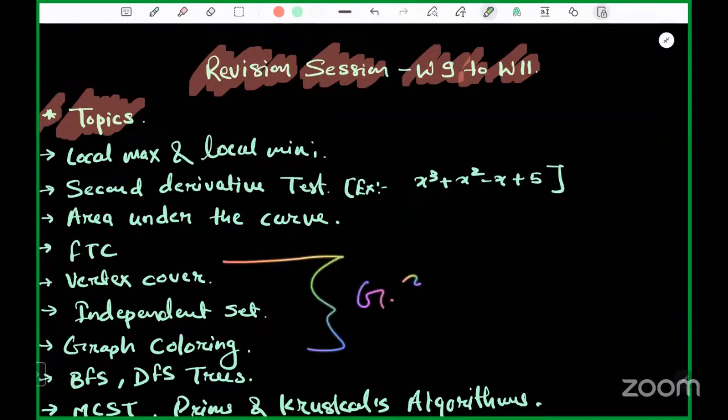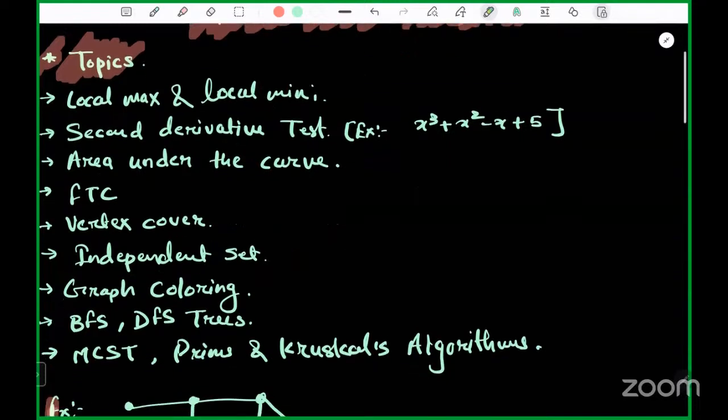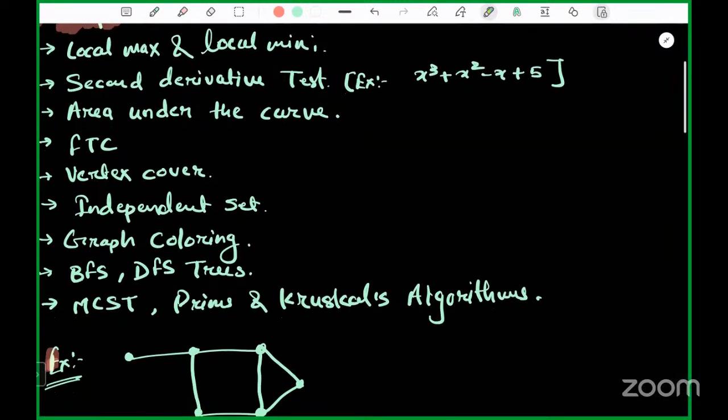In the graph theory part, we start with what is a vertex cover, what is an independent set, graph coloring, and then BFS and DFS processes, as well as what is a tree. We know that a tree is nothing but a special type of graph with two basic properties. First of all, it's acyclic, and second, it is connected, right? So a connected acyclic graph is a tree. I'll cover that too, and then we'll go to the topic of minimal cost spanning tree.